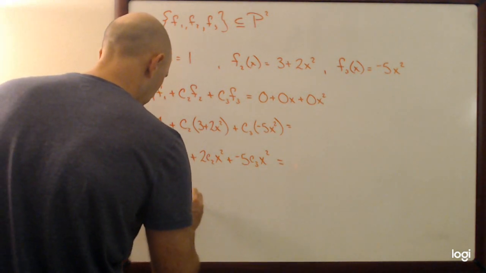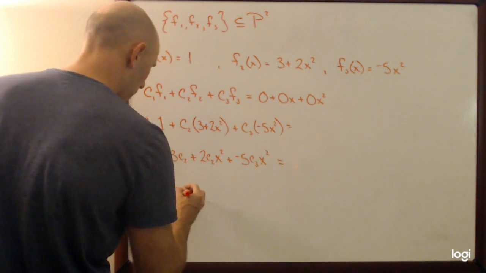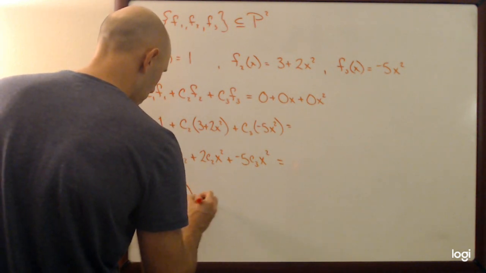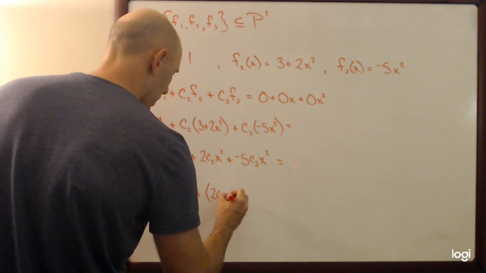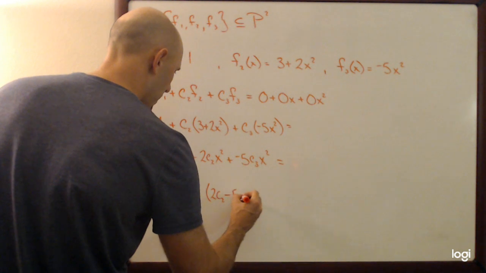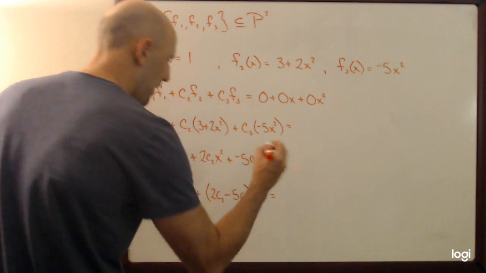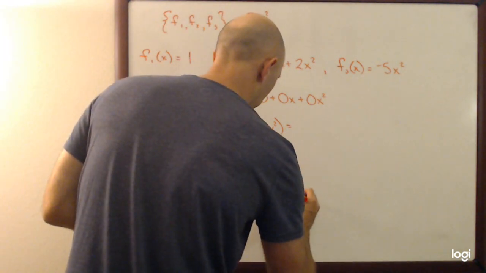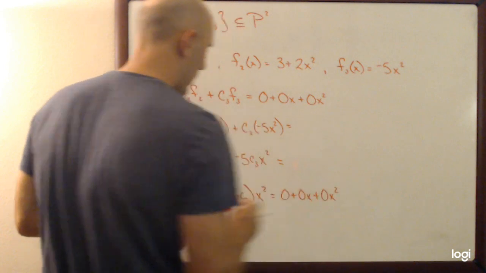And if I group together my terms, my constant terms and my quadratic terms, this gives me C1 plus 3C2. Oh, left off the C2. Here we go. C1 plus 3C2 plus 2C2 minus 5C3 x squared. That's equal to, again, my 0 vector, 0 plus 0x plus 0x squared.